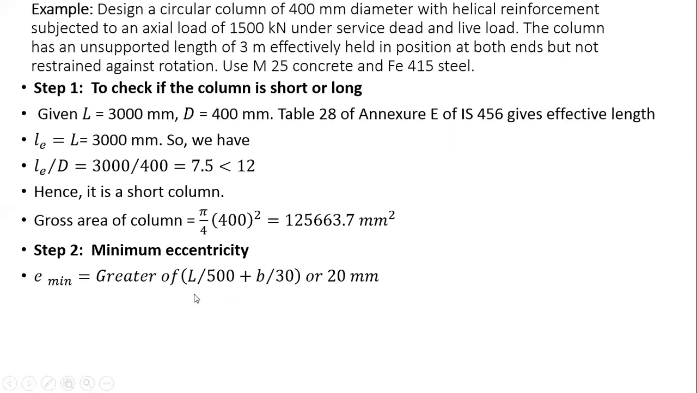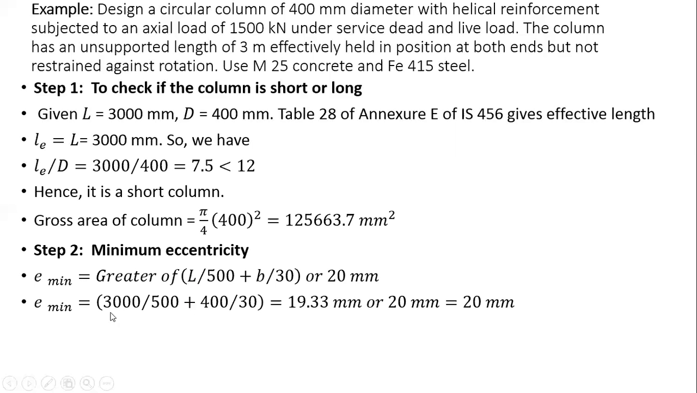Okay. So what is this? L is given as 3000 divided by 500. B means diameter, which is given as 400 divided by 30. So this comes out to be 19.33 or 20 millimeter. The greater between the two is 20 millimeter. So minimum eccentricity is 20 millimeter.